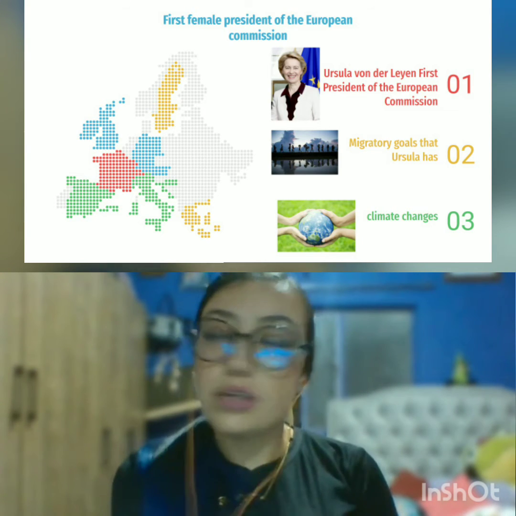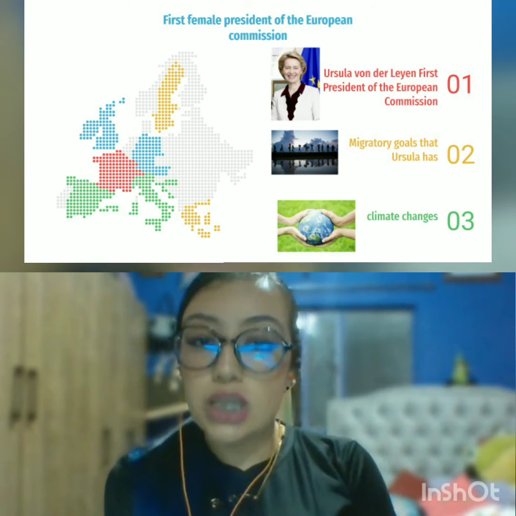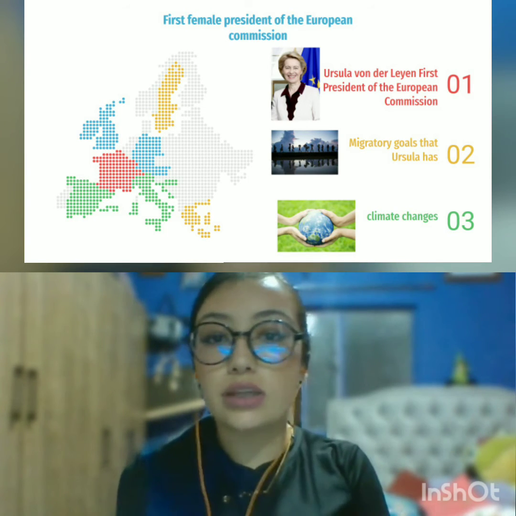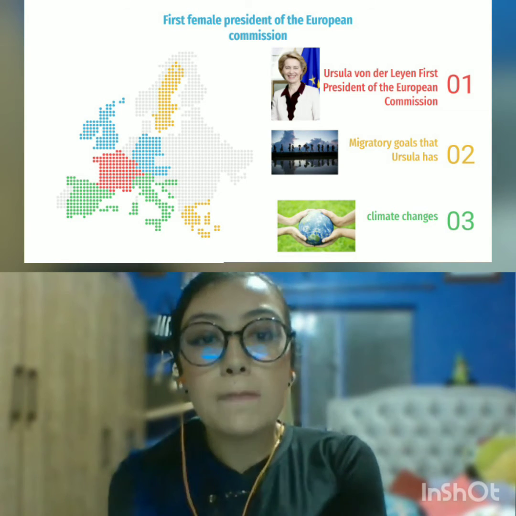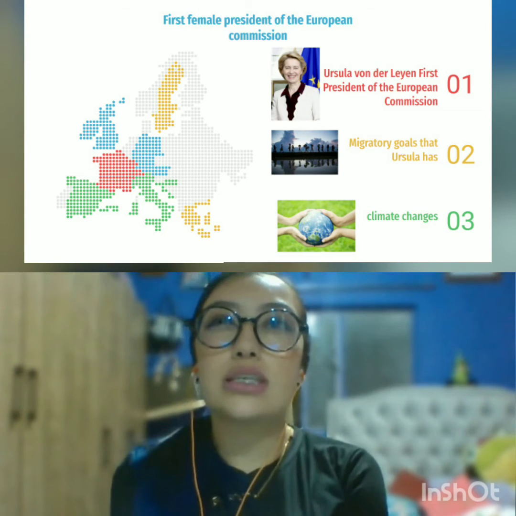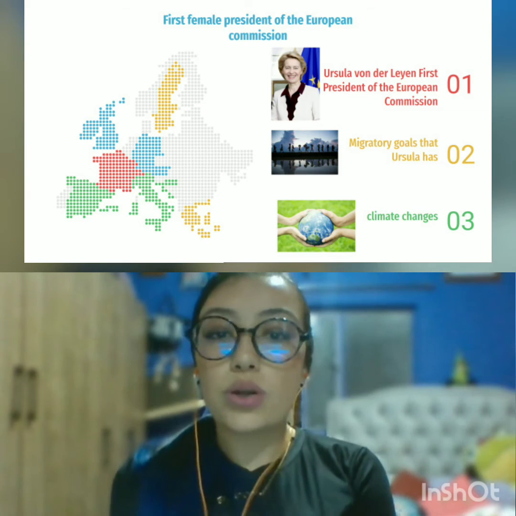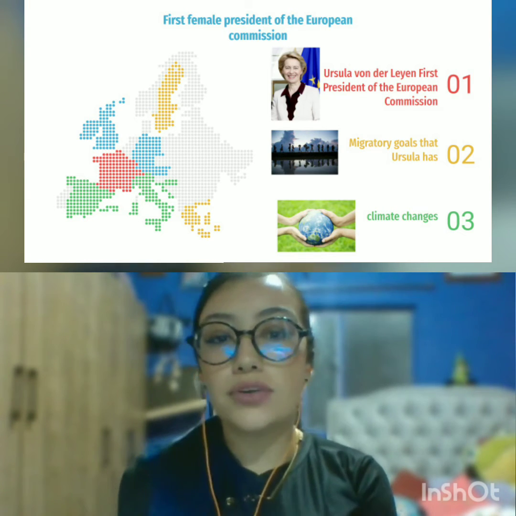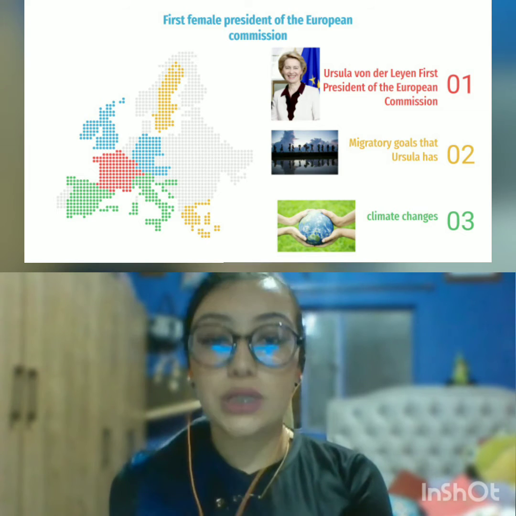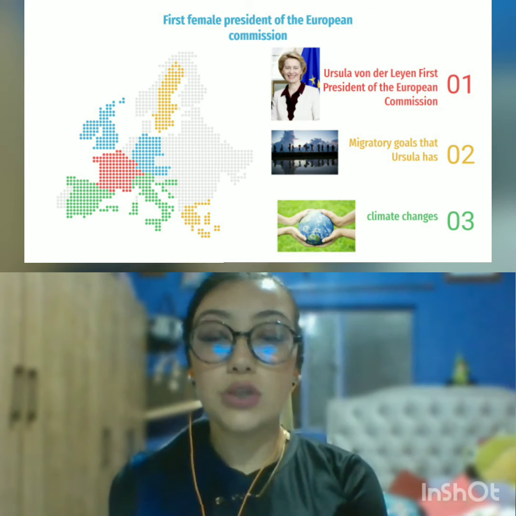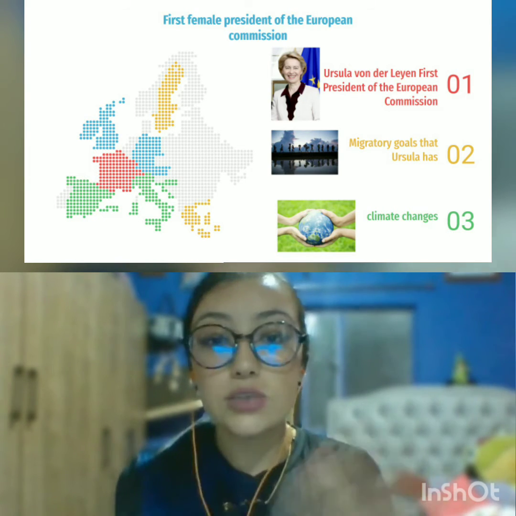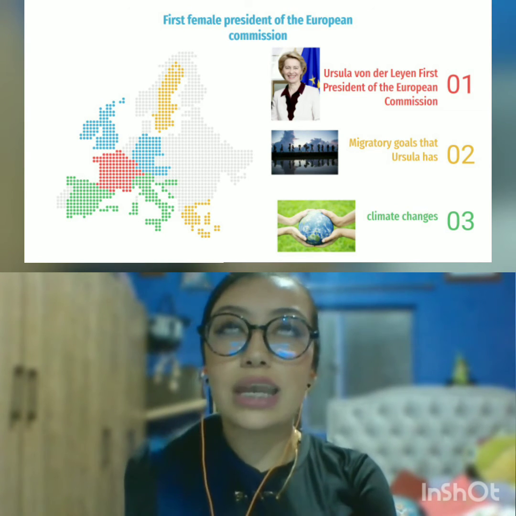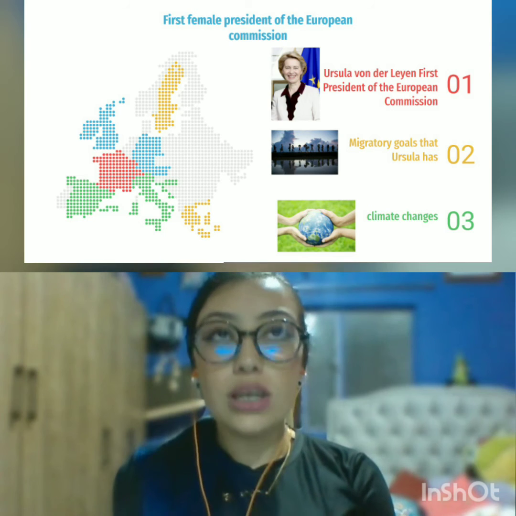The third part is climate change. This part talks about making Europe the first continent with a neutral climate by 2060, and she will work to create a new green pact for the European Union in the first 100 days of her mandate. It includes measures to promote renewable energy.